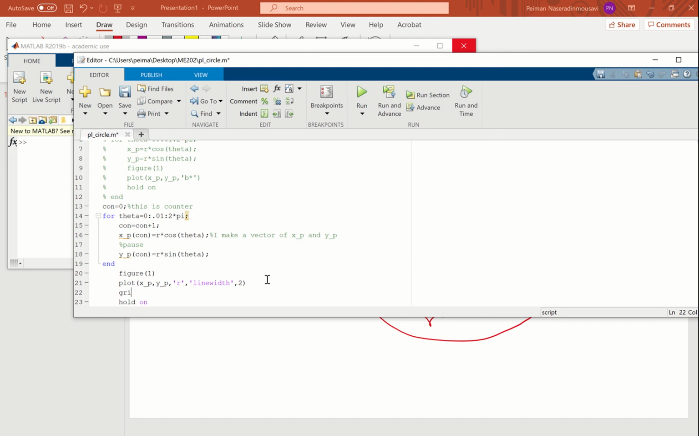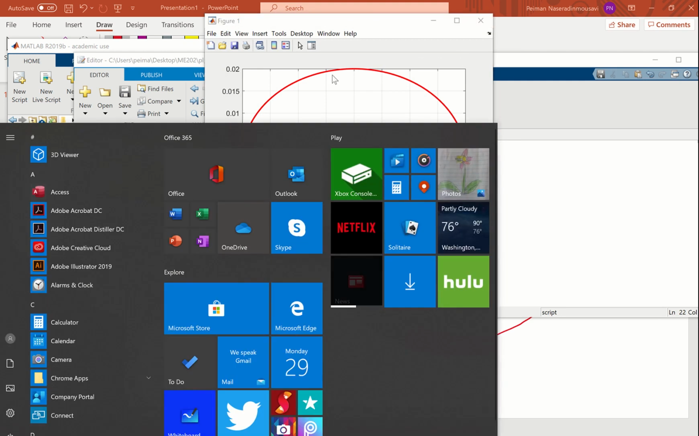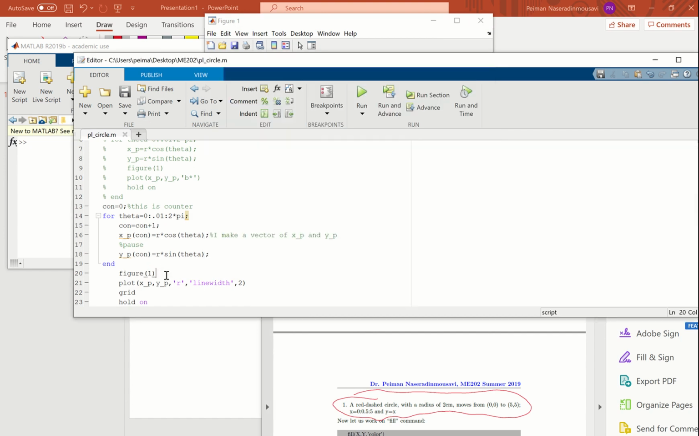Obviously you can put grid and x, y labels. Now again, I taught you already. I don't want to waste your time with this. But the problem says a red dashed circle with a radius of 2 centimeters. So first of all, it says red dashed circle. Okay, here we go. Dashed.